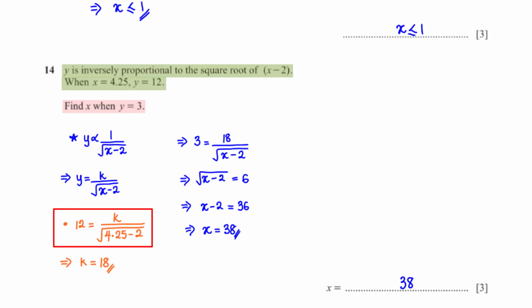To find the value of k, we substitute x equals 4.25 and y equals 12 into the equation. When we make k the subject, we get 18. So now to get the value of x when y is 3, we have 3 equals 18 over square root of x minus 2. When we make square root of x minus 2 the subject, this is what we have. When we square both sides, we get x minus 2 equals 36. And when we add 2 to both sides, we get x equals 38.